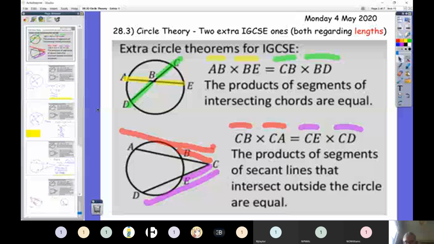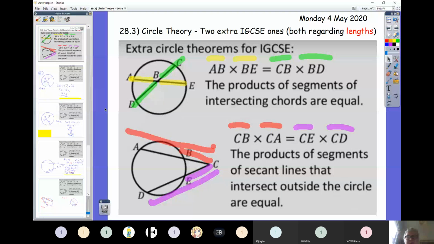So what we're going to be doing now is a couple of individual circle theories. These are different. These only relate to the IGCSE. So if you were doing the GCSE, these don't count. It's one of the few topics that's in IGCSE but not in GCSE. But they're nice and straightforward, so it's fine that they're included.